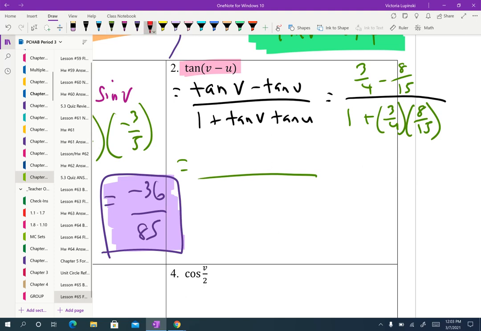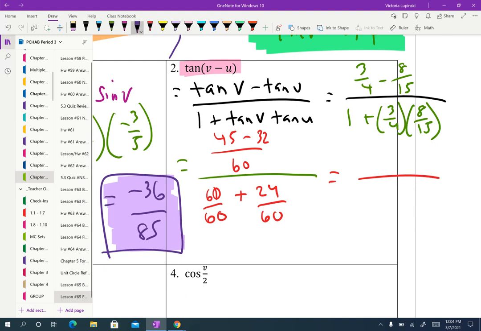So up on the top, I'm going to find a common denominator. The common denominator of 4 and 15 would be 60. So 3 times 15 gives you 45 minus 15 times 4. So 8 times 4 is 32. Then in the bottom, this is 1 plus 24 over 60. I'm going to rewrite this one as a 60 over 60 just to find a common denominator. So in the top, 45 minus 32 is 13 over 60. On the bottom, 60 plus 24 is 84 over 60.